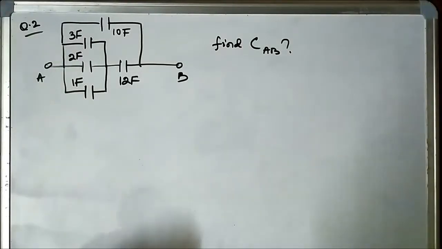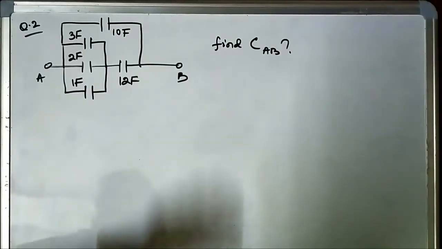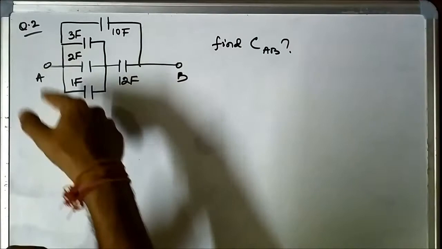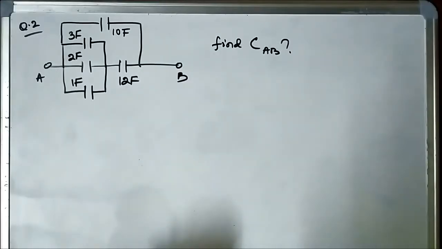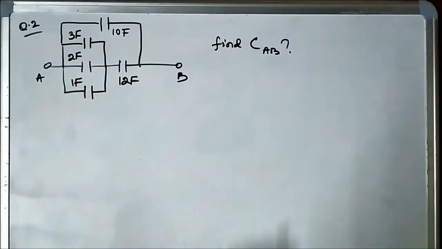So this is the second question which we are going to discuss related to equivalent capacitance calculation. Here you can see this circuit which consists of these capacitors with their values which are connected in the given way, and we have to find out the equivalent capacitance across the terminals A and B.